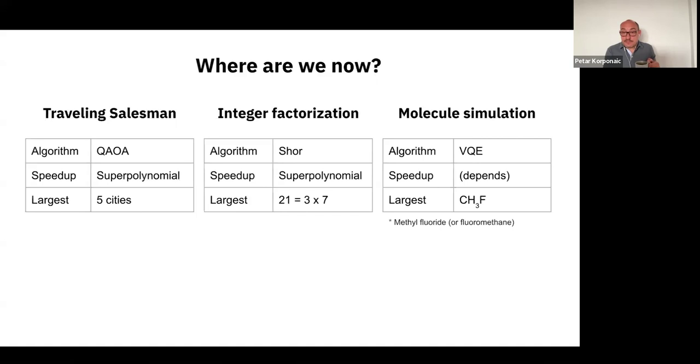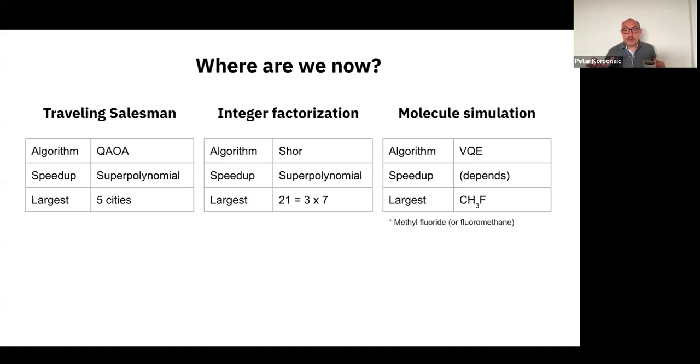So I give you 5 cities, and you tell me what is the shortest path. And this is something you can do on pen and paper. So you don't really need a computer, not to mention a quantum computer, but this is what a quantum computer can do today. At least with this algorithm, with this quantum approximate optimization algorithm.